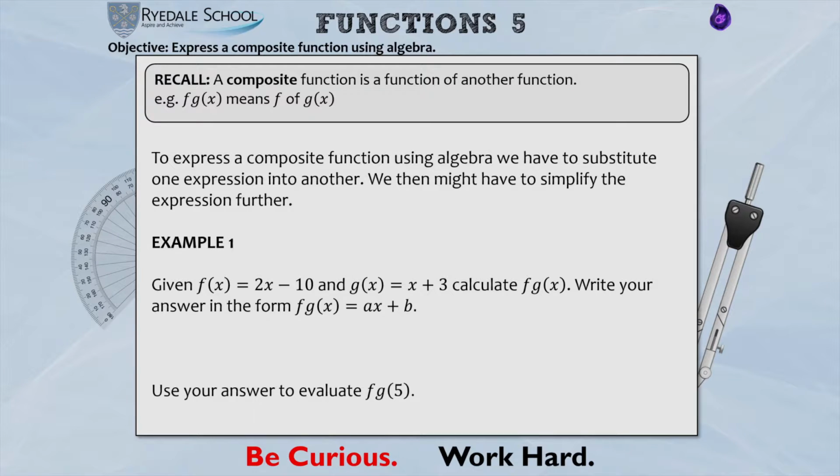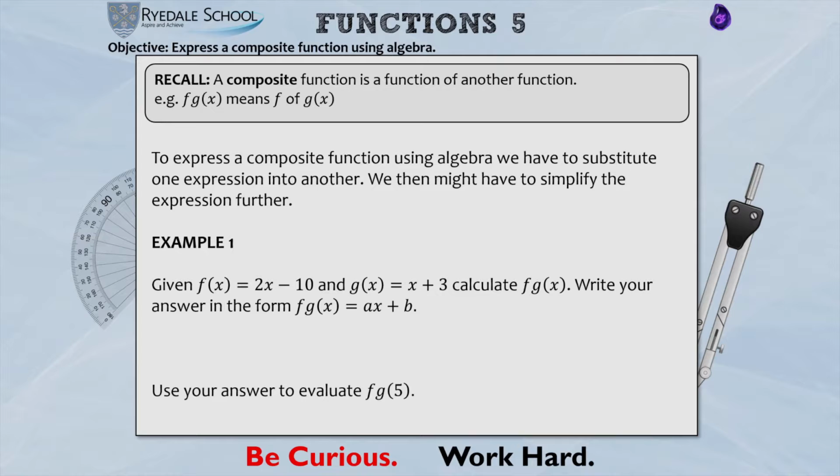It says, given f of x is 2x take away 10, and g of x is x plus 3, calculate fg of x. And it says, write your answer in the form ax plus b. So our final answer is going to look like so many x's plus or subtract a number on the end. So how do we do this?